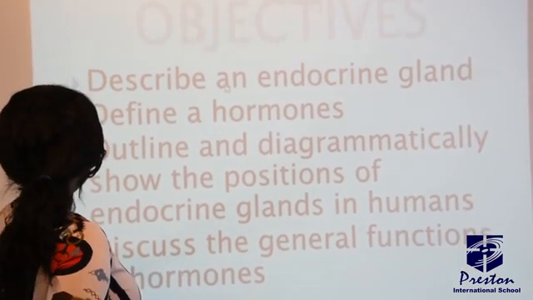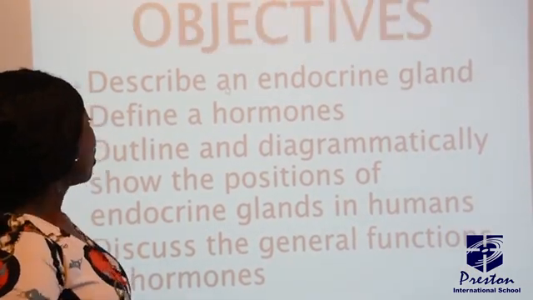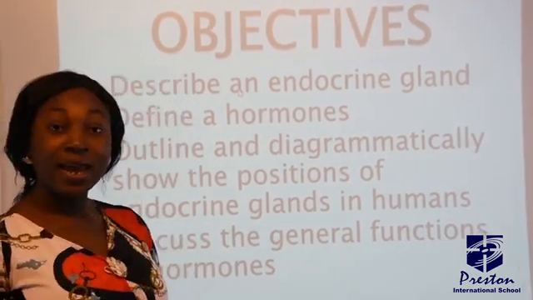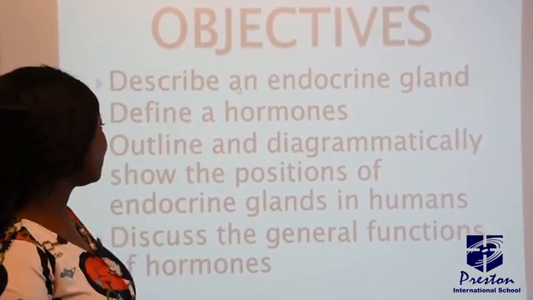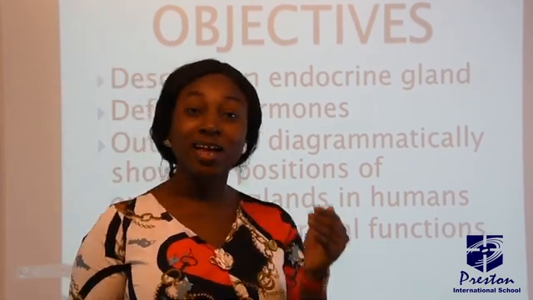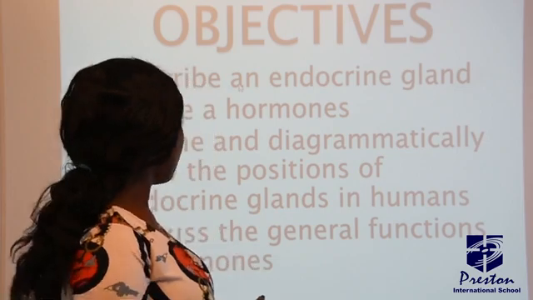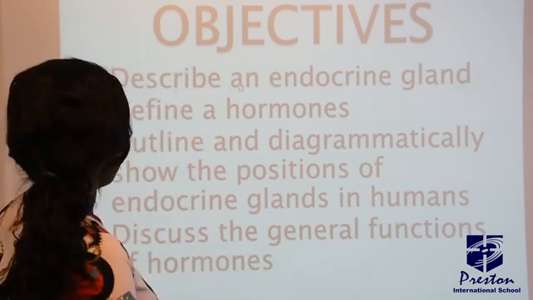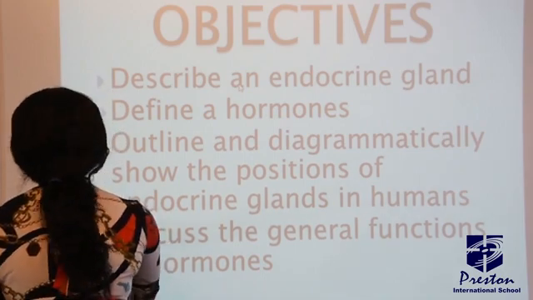Our objectives. We're going to be describing an endocrine gland, what it is. We'll define hormone, telling what it is. Then diagrammatically, we're going to be showing the positions of these glands and the hormones they produce. Then we'll be discussing the general functions of hormones in humans.